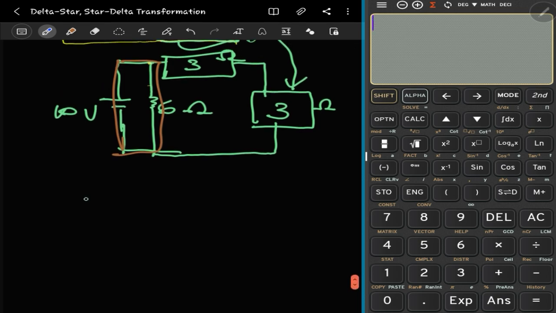So we could clearly see that if we put the voltage on one side, right, and we put the resistors on one side, the current flowing through this side will be, let's say, 10 and 6, right?